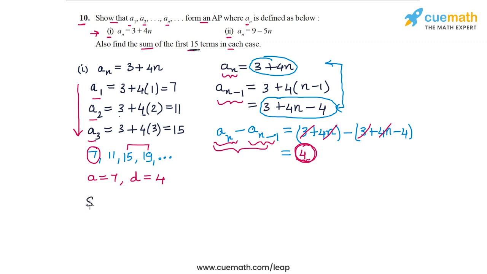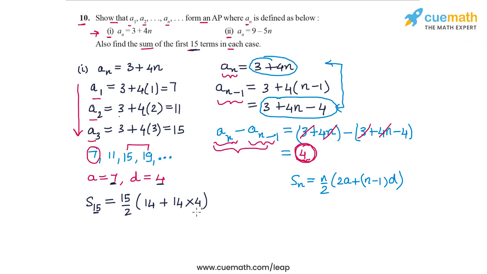So we have to find S15. So let's use the formula Sn, the sum of n terms, is n by 2 times (2a plus (n minus 1) times d). So S15 will be equal to 15 by 2 times 2a. a is 7, so 2a is 14, plus n minus 1. n is 15, so n minus 1 will be 14, into d. d is 4. So this is what we get.